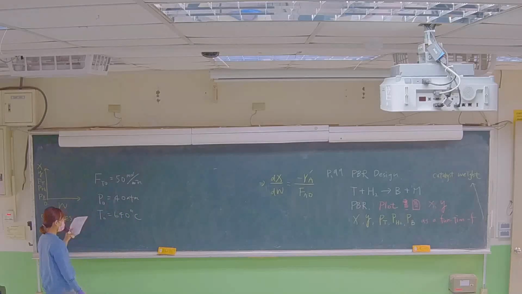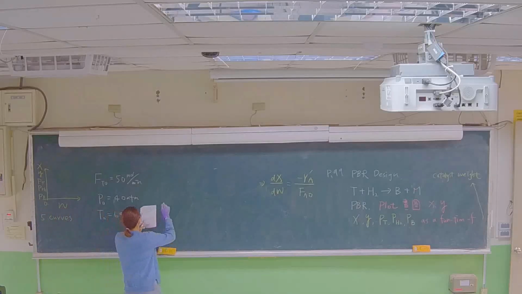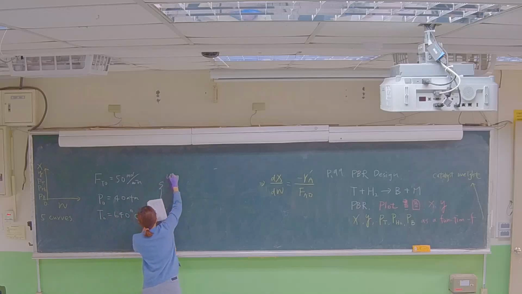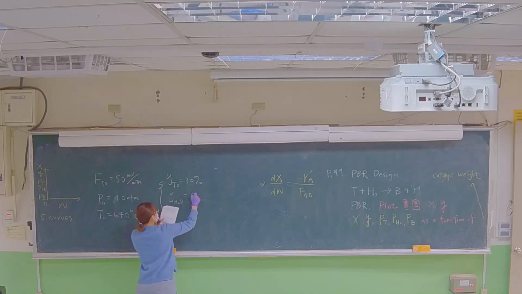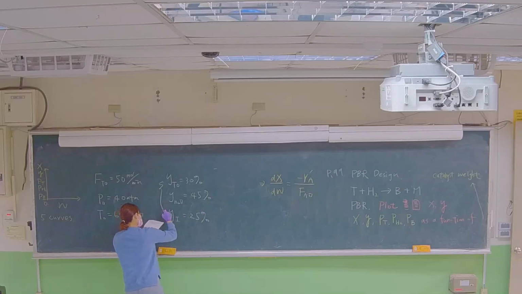Okay, and then the feed consists of three things. First, toluene 30%, hydrogen. That is hydrogen 0, not H2O, okay, hydrogen 0, 45%, and the inert Yi 25%. Okay?